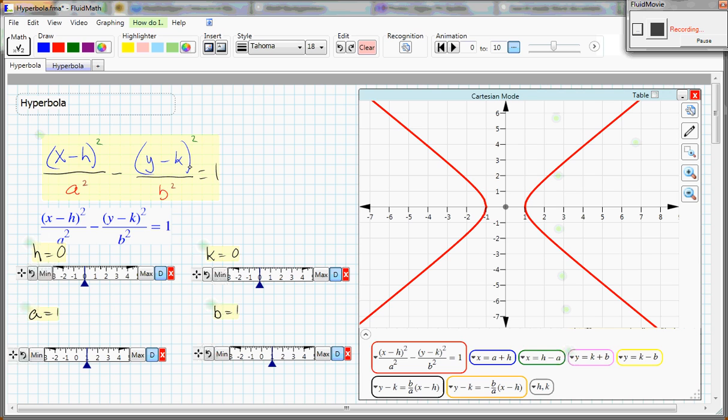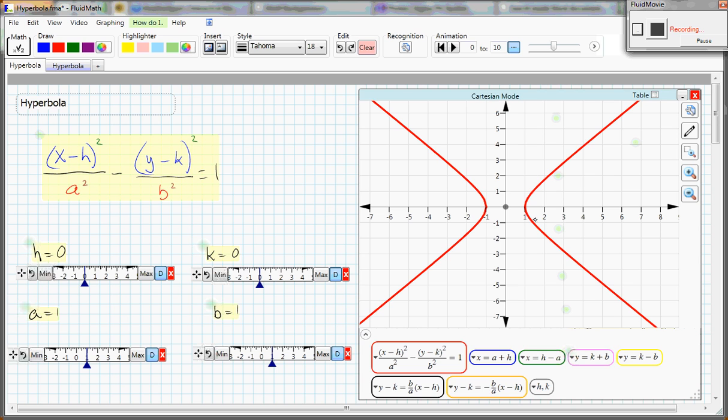So let's start with a hyperbola. It has this form right here. When h is 0, k is 0, a is 1, and b is 1, this equation is x squared minus y squared equals 1. A circle is x squared plus y squared equals 1. When you replace the plus with a minus, you get a hyperbola.